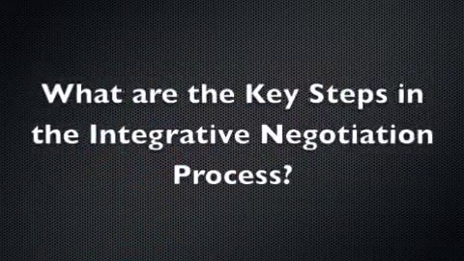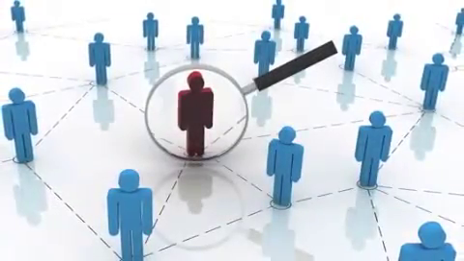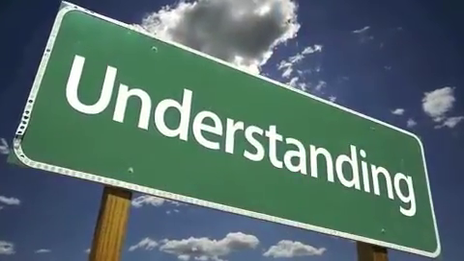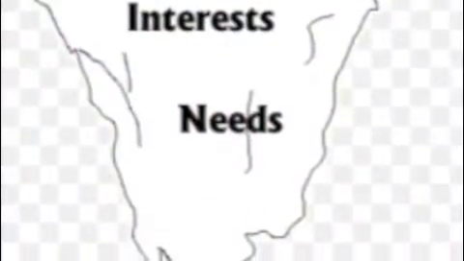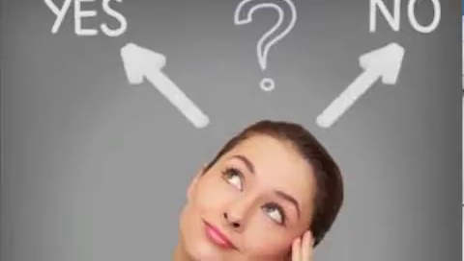What are the key steps in the integrative negotiation process? Identify and define the problem, understand the problem fully, identify interests and needs on both sides, generate alternative solutions, evaluate and select among alternatives.